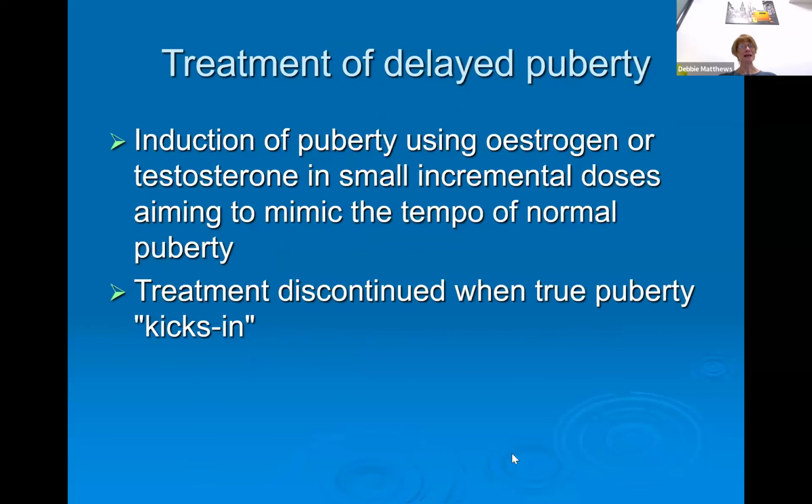What about treatment of delayed puberty? Again, really important that this is pursued. And we're inducing puberty using estrogen or testosterone in small incremental doses, aiming to mimic the tempo of normal puberty. If true puberty kicks in, then we can discontinue treatment. Otherwise, we will take that individual right the way through puberty to being ready to start on adult hormone replacement if needed.